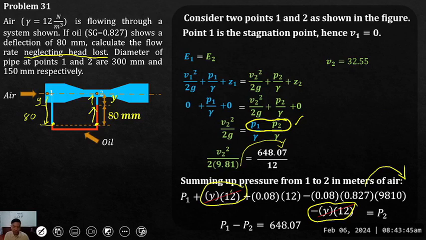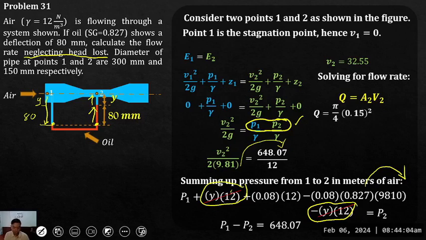So in order to solve for discharge, recollect natin, no, yung formula ng flow rate, Q is equal to area times velocity. Okay, so yung diameter sa point 2, that is 150 mm. So area ng circle, pi over 4 times diameter squared. Diameter natin, 0.15, convert natin to meters. Velocity sa point 2 naman is yung na-compute natin earlier, which is 32.55. So what is going to be the value of our Q?